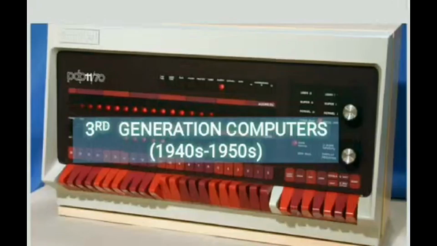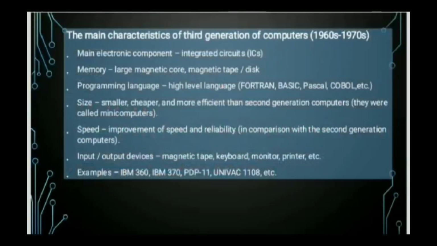So this is Joan Brotas for the third generation of computers, 1965 to 1970s. Major hardware feature: integrated circuits in place of transistors. With the use of integrated circuits, these computers became reliable, generated less heat, were small in size, fast, needed very little maintenance, and were inexpensive. Memory: large magnetic core, magnetic tape, disk. The size of main memory was increased and reached about 4 megabytes.